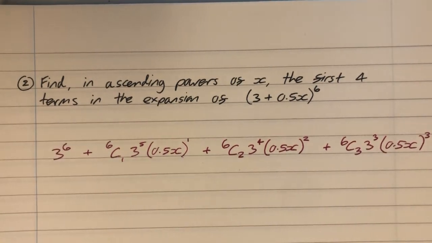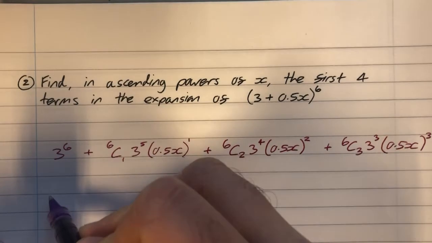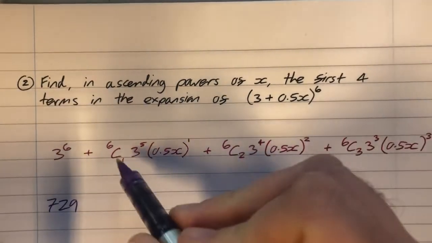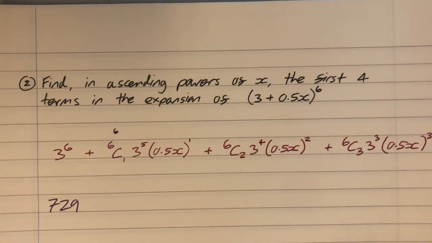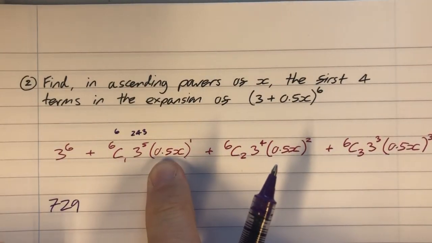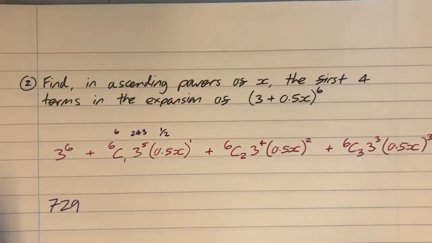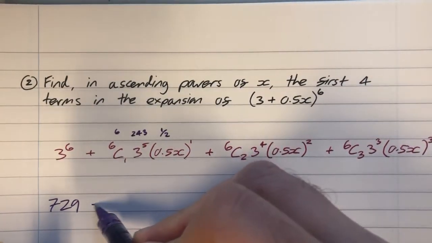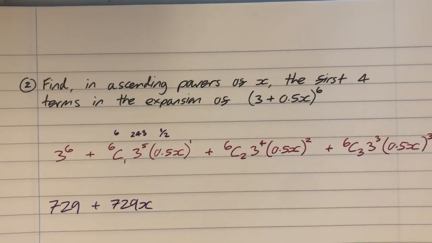Get the calculator out and do 3 to the power 6. That's not something you need to necessarily know. So that's 729. 6 choose 1 is 6. Again, either Pascal's triangle or nCr formula will tell you that. 3 to the power 5 is 243. And then, of course, you've got to times it by a half because the 1's got to come into effect there. So essentially, it's 3 times 243, which again is 729. So the coefficient of x is also 729.